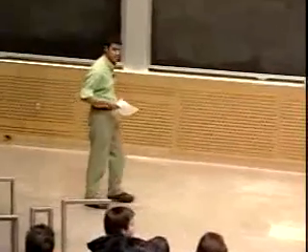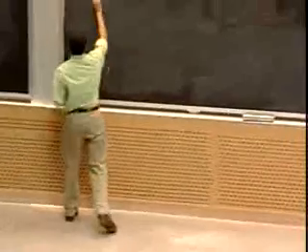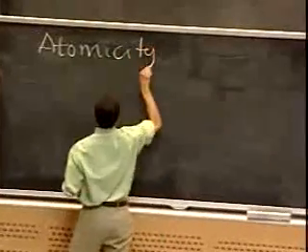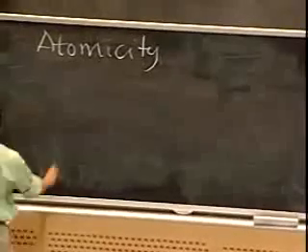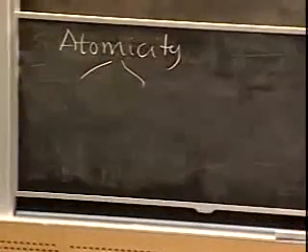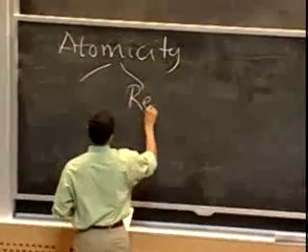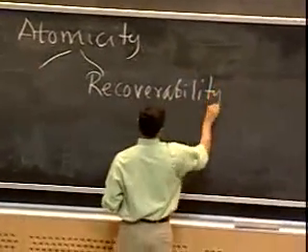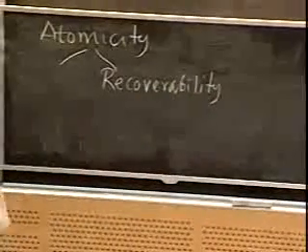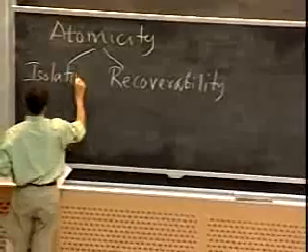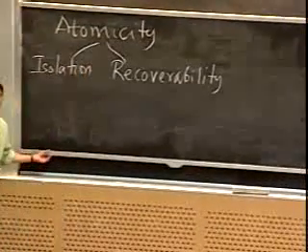Okay, so what we're going to do today is continue our discussion of atomicity, which, as you'll recall, is two properties that have to hold in order for atomicity to hold. And the first property that we talked about was recoverability. And the other property, which is what we're going to spend most of our time on today, is isolation.